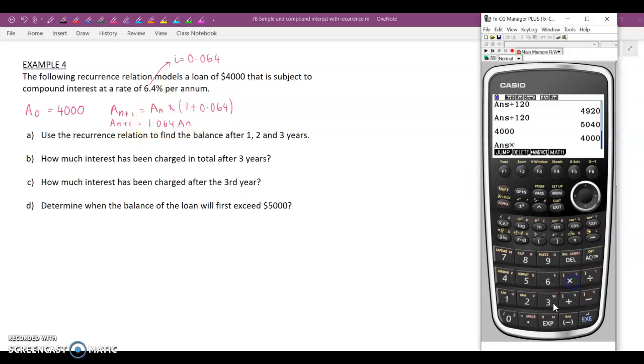We now need to have the calculator work out 1.064 times this value. So I'm just going to press times 1.064. This now does the previous answer, always times this interest rate. So the balance after 1 year will be $4,256. After 2 years, it will be $4,528.38. Remember to round to 2 decimal places with money. And after 3 years, it will be $4,818.20.